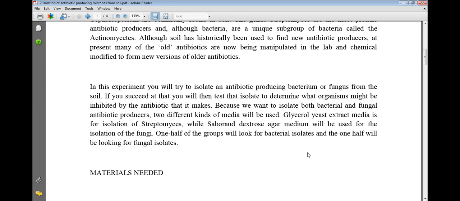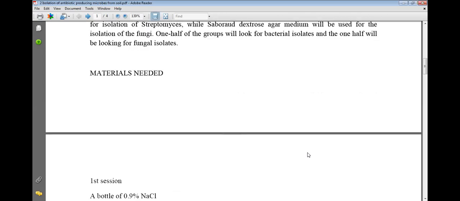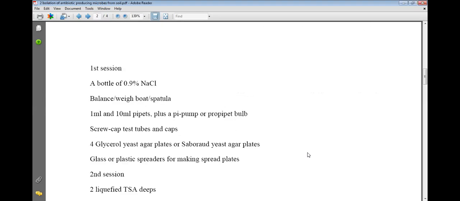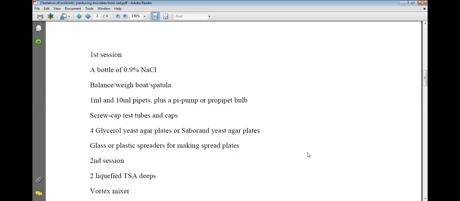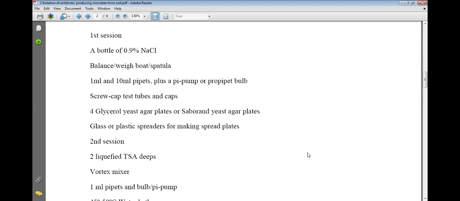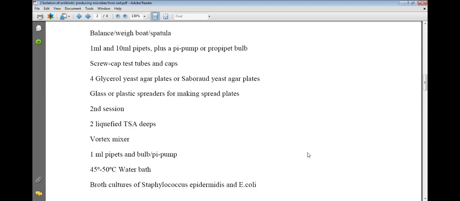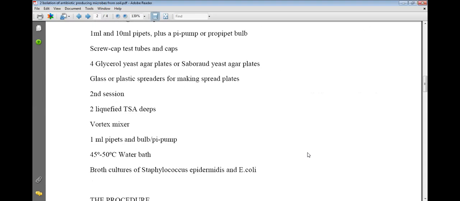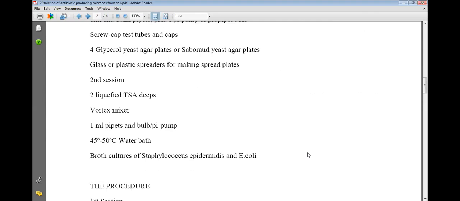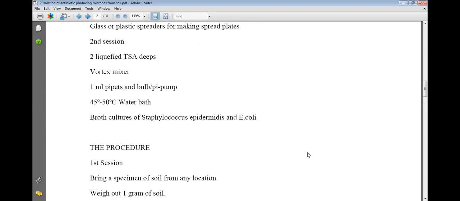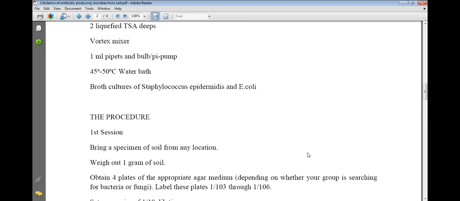In this practical, we are using some materials. In the first session: a bottle of NaCl, a spatula, screw-cap test tubes, glycerol, yeast agar plates, and glass or plastic spreaders. In the second session, we require liquefied TSA, a vortex mixer, a 1 ml pipette, a water bath at 45 to 55 degrees, and broth cultures of Staphylococcus epidermidis and E. coli.